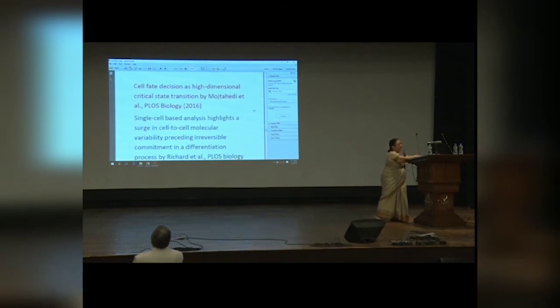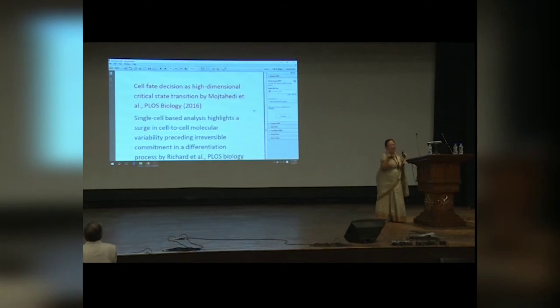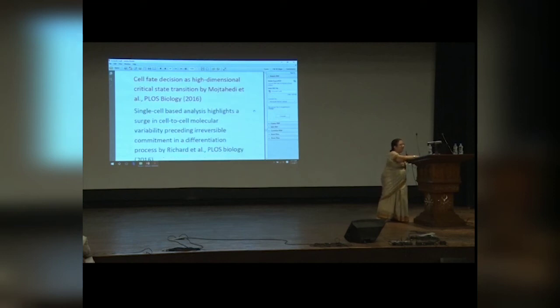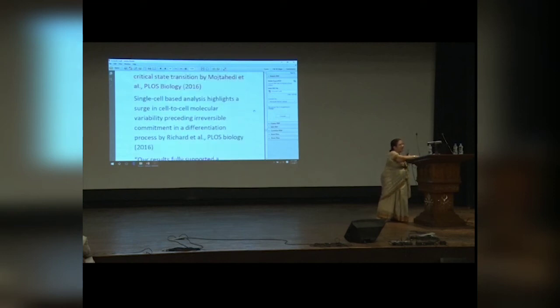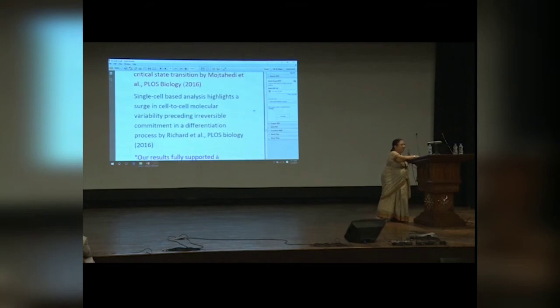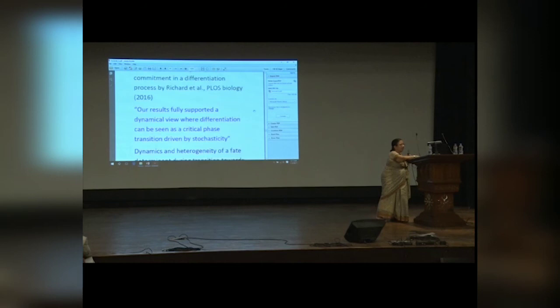Cell fate decision as a high-dimensional critical state transition. These are all experimental papers, not another theory group just giving support. These are experimental biologists. Similarly, single-cell based analysis highlights a surge in cell-to-cell molecular variability preceding irreversible commitment to a differentiation process.